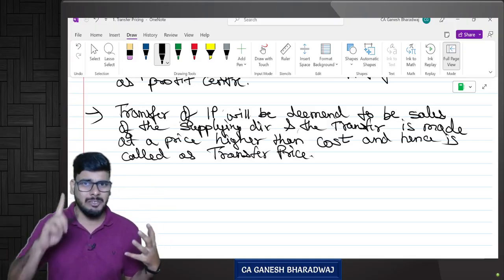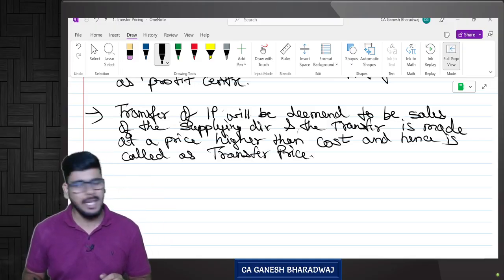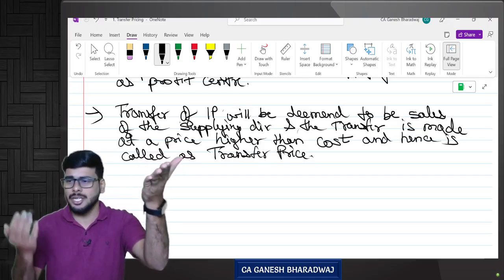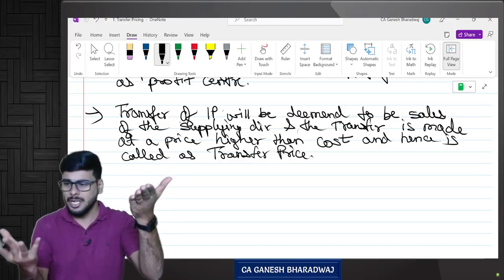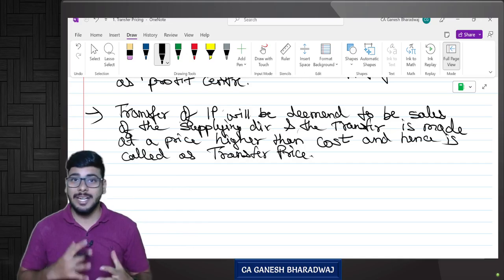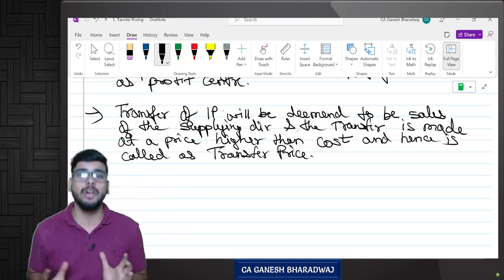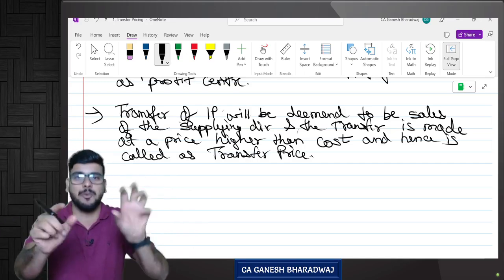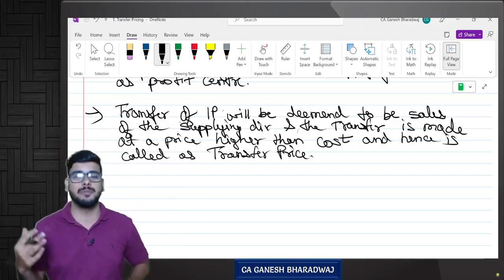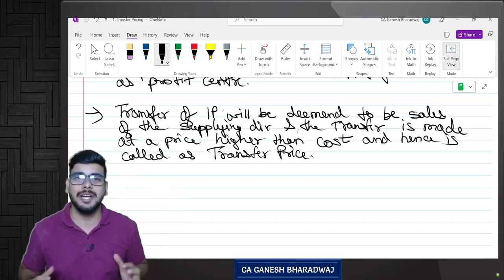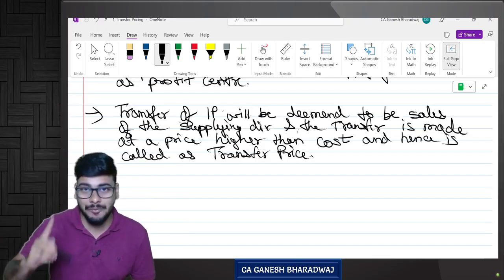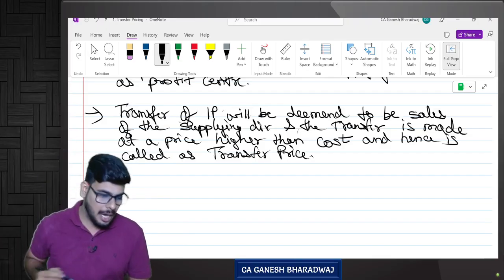But does transfer pricing impact the overall profit of the company? Absolutely not. Why? Because what is revenue for the supplying division is a cost for the receiving division. It gets nullified as a whole. So it doesn't make a difference to the overall profitability, but division-wise profitability will change because of transfer pricing. And based on division-wise profitability only, the performance of the division managers is evaluated. And hence, this helps achieve the objective of control. Are you clear with this?